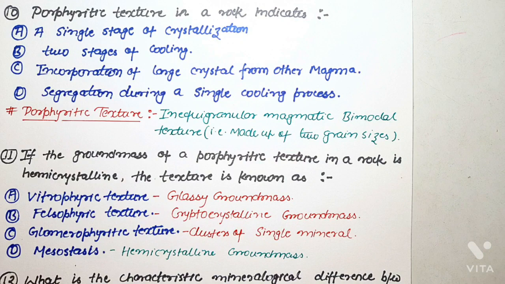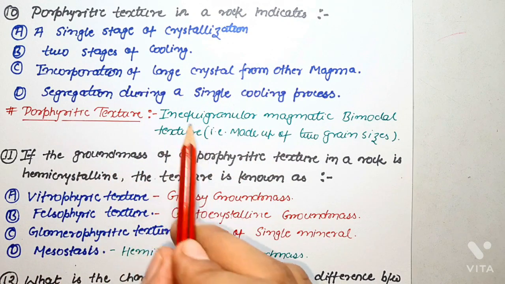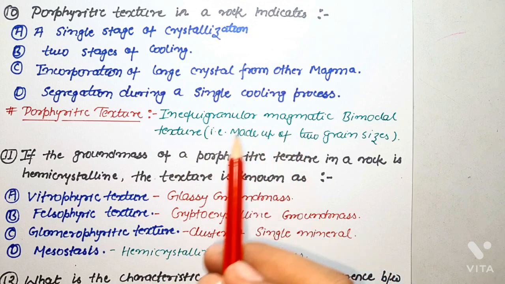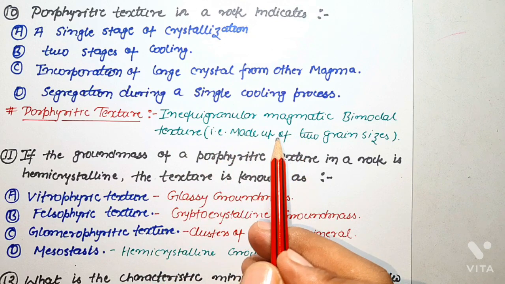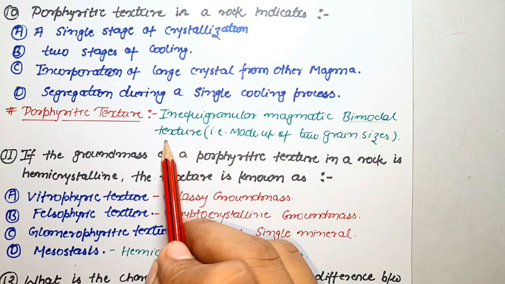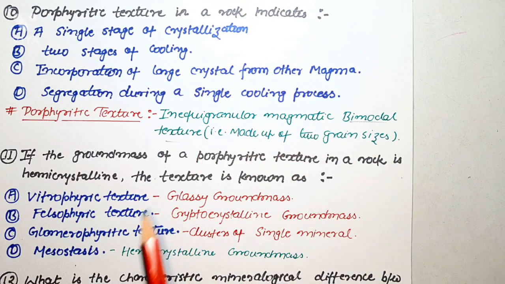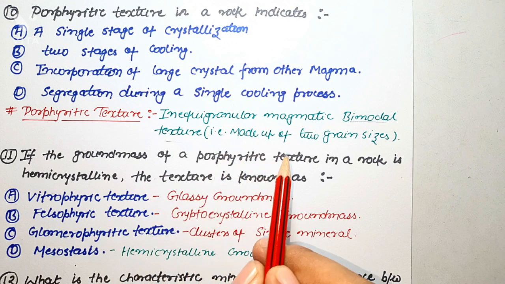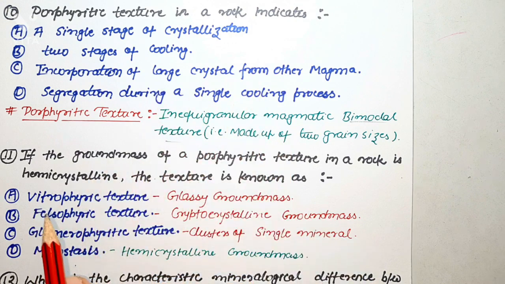Next question says, porphyritic texture in a rock indicates. So first of all, porphyritic texture is an inequigranular magmatic texture made up of two grain sizes. Bimodal texture means that it is made up of two grain sizes in which large crystals are called phenocrysts, and these are embedded in a fine grained or glassy matrix, which is known as groundmass. Now, from the definition, it is clear that porphyritic texture is composed of two grain sizes which represent two stages of cooling, because one stage of cooling will give rise to crystals of only one grain size.